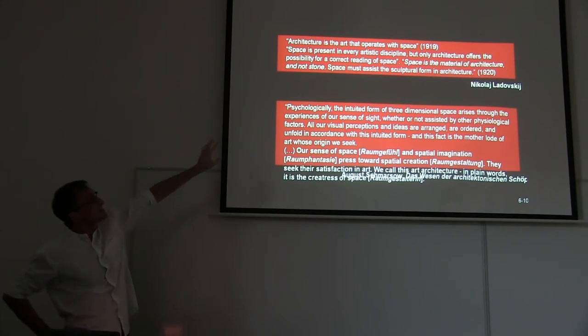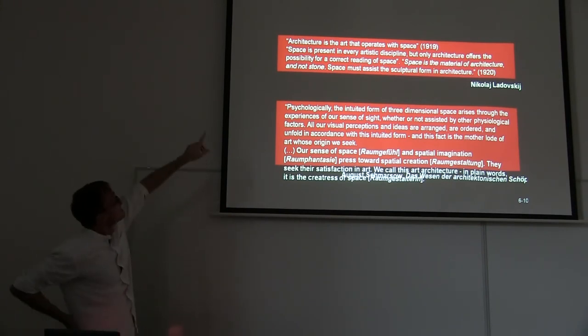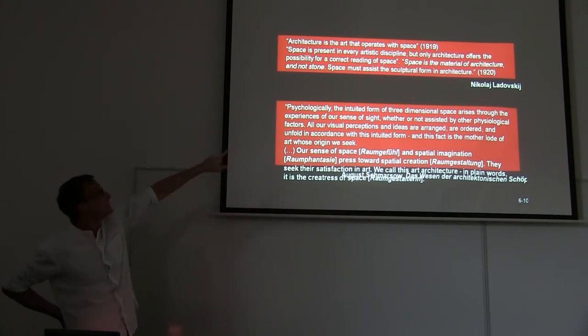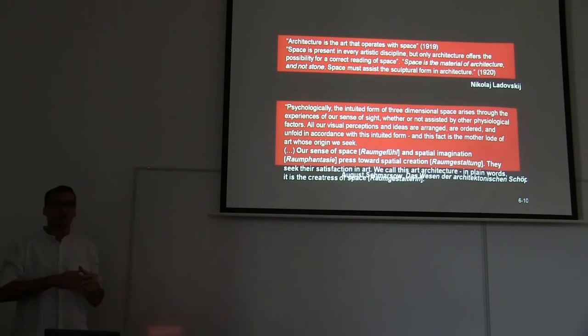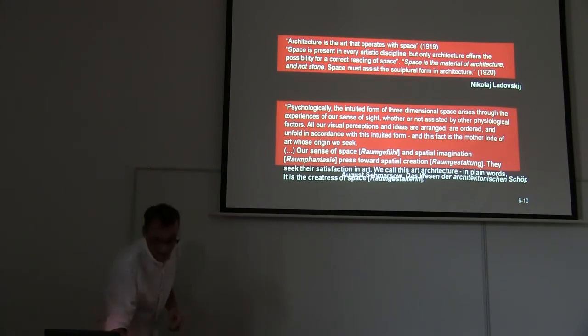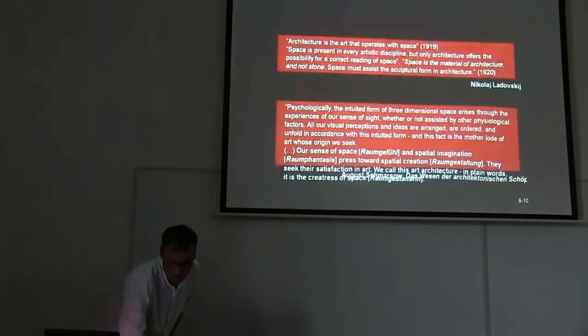Space is present in every artistic discipline, but only architecture offers the possibility for a correct reading of space. Of course, three-dimensional painting is just a filter through which we read space, but it's not space itself. Sculpture is something static, and architecture is something where we use our body and our perception in time through space. So space is the material of architecture, not stone. Space must assist the sculptural form in architecture. And this is something that connects really, really closely with this German sensibility.